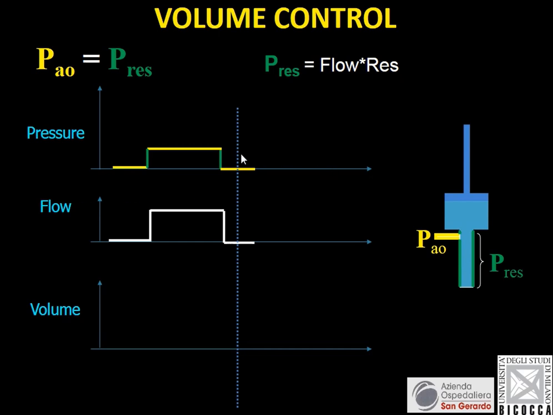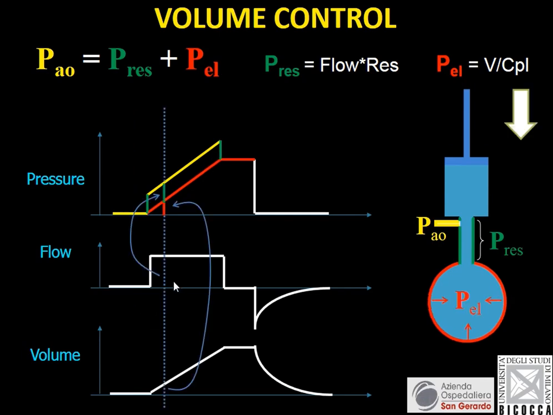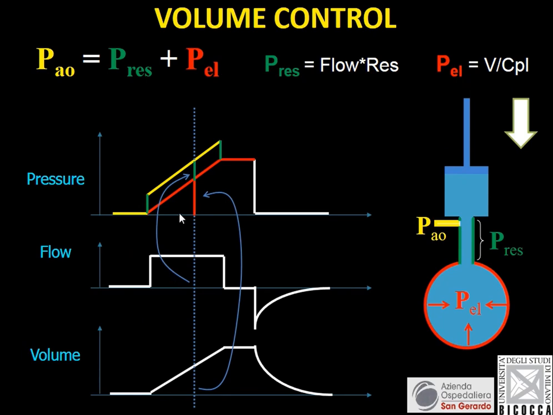So this is basically the resistive pressure, the pressure we are spending to generate a flow. Now, if at the end of this endotracheal tube we connect a balloon or the lungs of the patient, we will see that the airway pressure in yellow is the sum of our resistive pressure, which is still constant because the flow is constant, plus the elastic pressure.